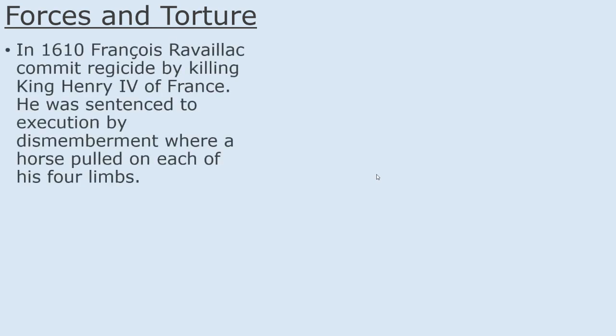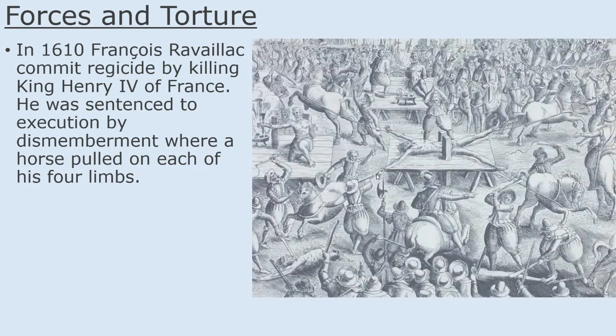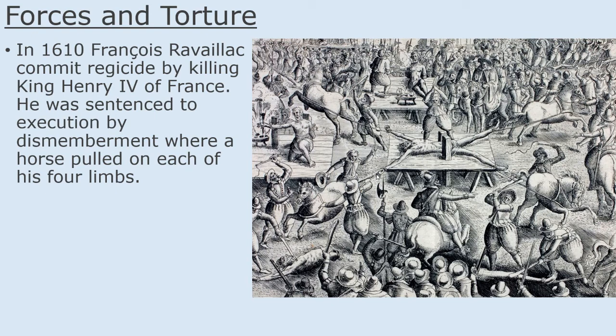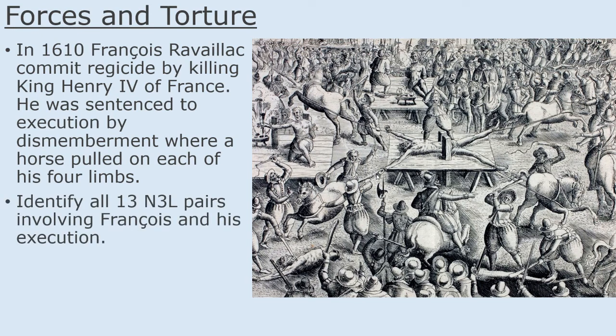Another example, which is a bit more fun, a bit more weird. In 1610, Francois Ravaillac commits regicide by killing King Henry IV of France, and he was sentenced to execution by dismemberment, where a horse pulled on each of his 4 limbs, like this. Can you identify all 13 Newton's third law pairs involving Francois and his execution?